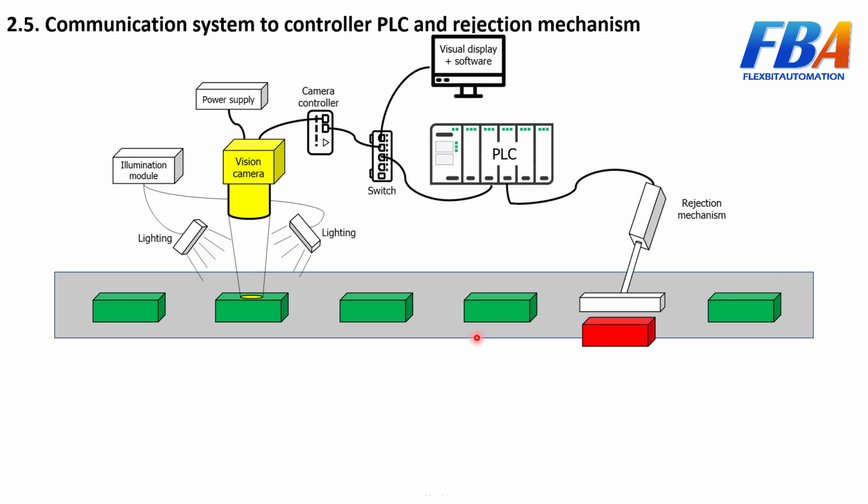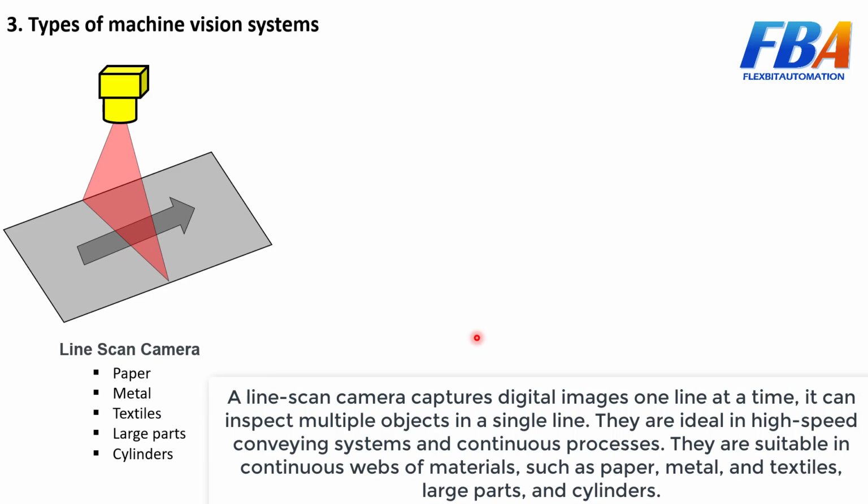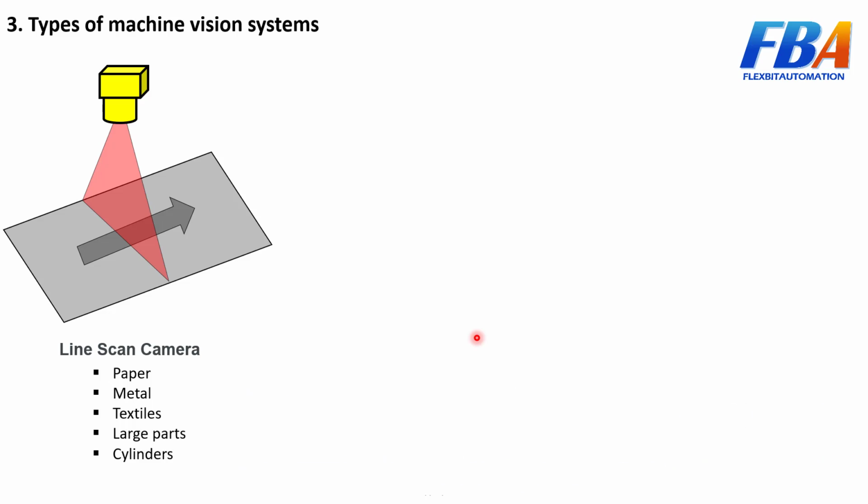Next, I will talk about the types of machine vision system. The first one is the line scan camera. A line scan camera captures a digital image one line at a time. It can inspect multiple objects in a single line. They are ideal in high-speed conveying systems and continuous processes. They are suitable for a continuous web of material such as paper, metal, tile, large packs or cylinders.